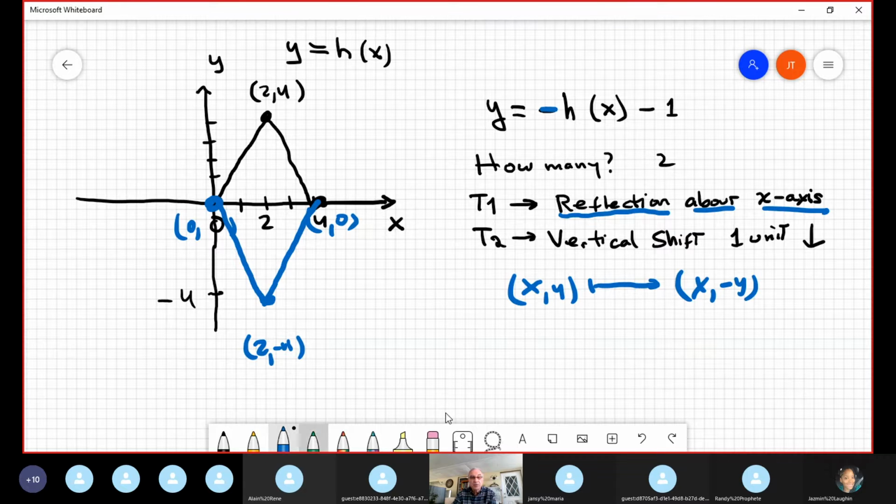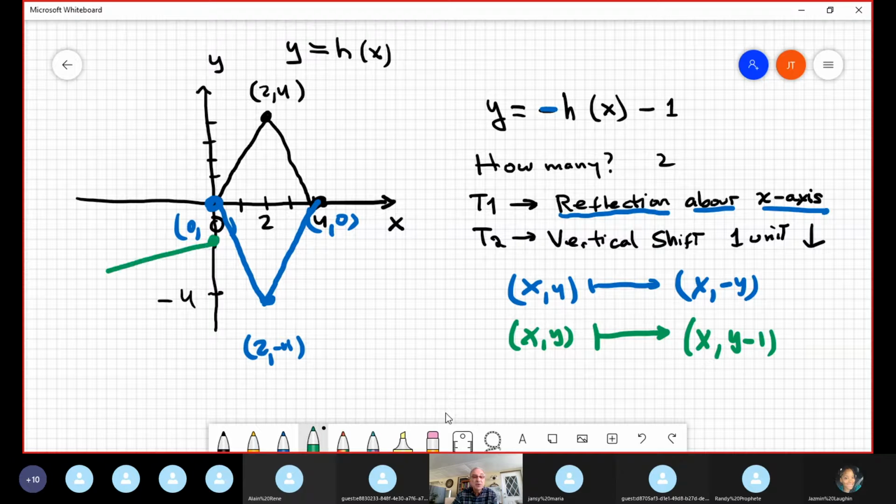So the second transformation is the green color. If you take the point, of course, the point in the blue, because the black was the original. It's a history. You apply transformations sequentially, one by one, step by step. It's minus one. So x stays the same and y subtracts one. So you subtract one point by point, 0, 0 would now be 0, -1.